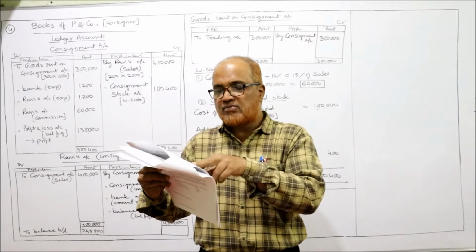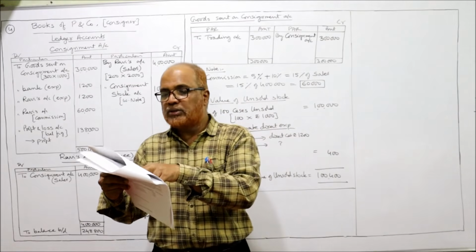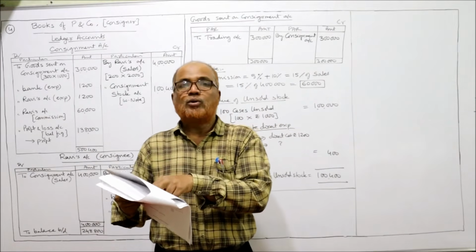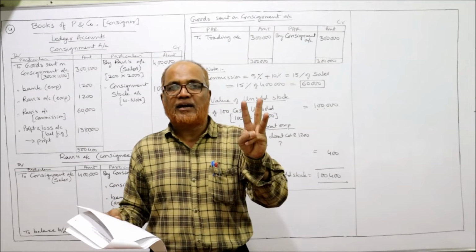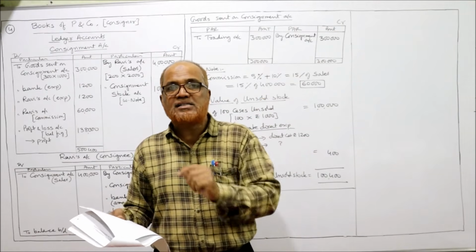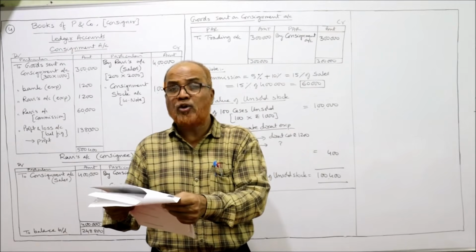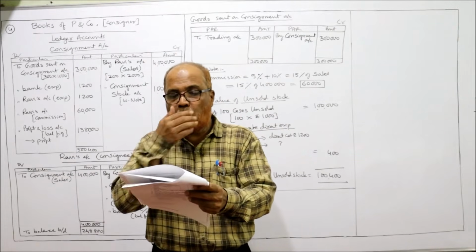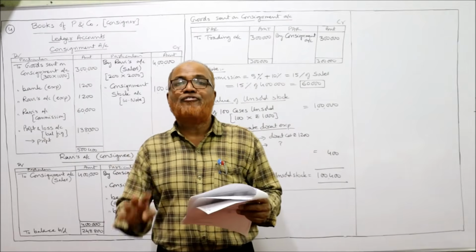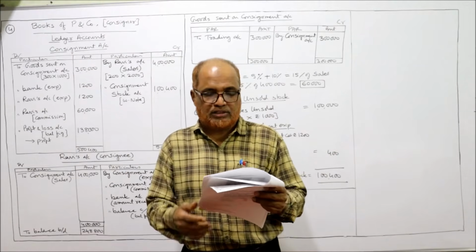Now 200 cases were sold by Ravi uniformly at 2000 rupees per case. So total number of cases sent is 300. Out of 300, the consignee sold 200 cases at rupees 2000 each. So 200 into 2000, 4 lakh rupees is the sale proceeds.